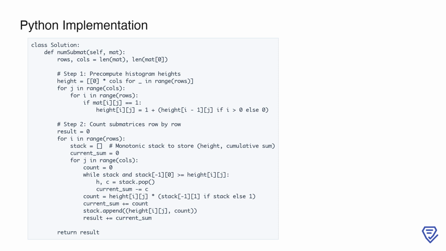Complexity. This approach has a time complexity of O(rows * cols), since each cell is processed once. The space complexity is O(cols), due to the stack and auxiliary arrays. Edge cases. The code handles edge cases like all zeros, which returns 0, and single rows or columns efficiently. This efficient and concise solution ensures that all submatrices with all ones are counted accurately.